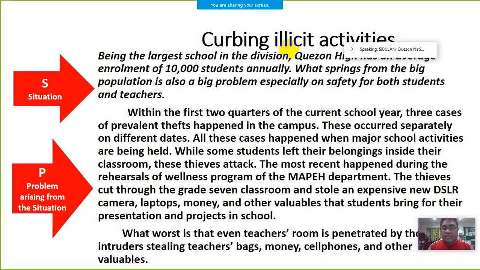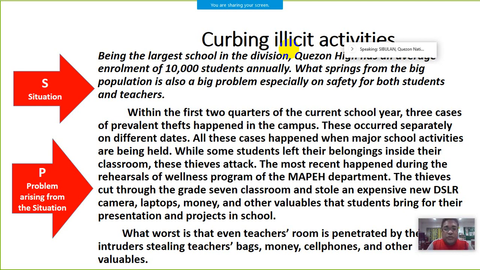Our school, Quezon High, is the biggest in the division of Quezon. We had an average of 10,000 enrollment annually, and along with the big enrollment goes a lot of problems too, specifically on issues of safety for both students and teachers. Now, this editorial identifies the problem arising from the situation before giving the position, so it's a modified format. So after giving the situation, this article gives the problem arising from that situation.